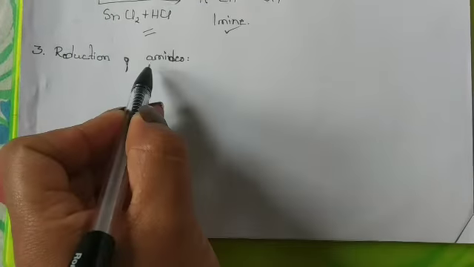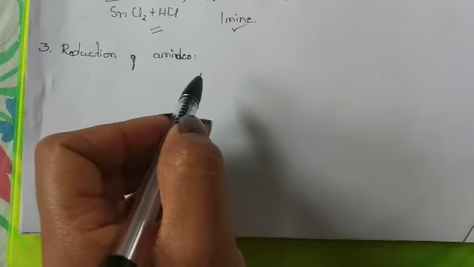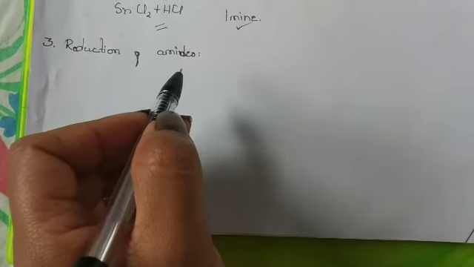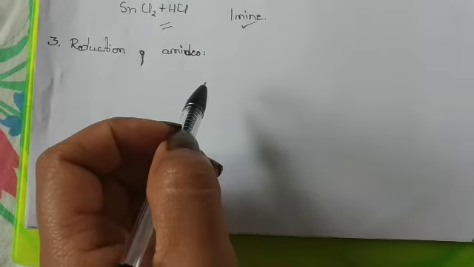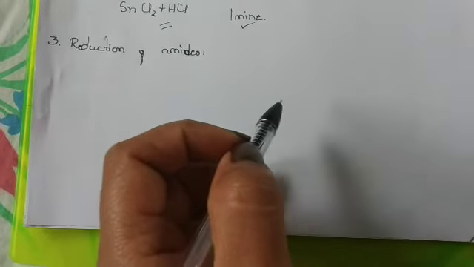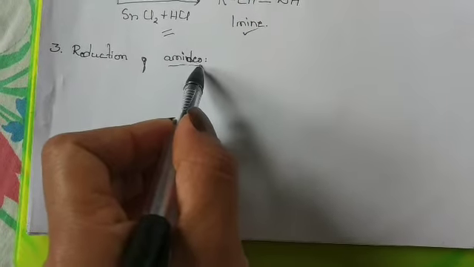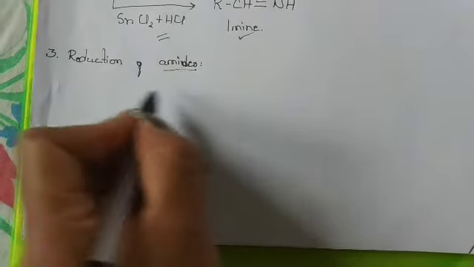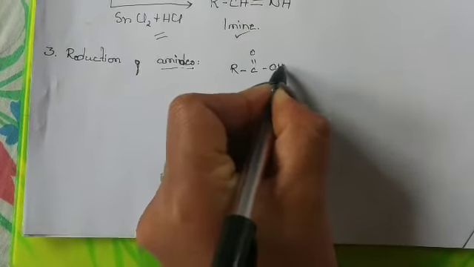Now firstly, what are amides? Amides are the derivatives of carboxylic acids. In the unit on carboxylic acids, we will study that carboxylic acids are reduced by lithium aluminum hydride. Therefore, their derivatives, that is the amides, can also be reduced by lithium aluminum hydride. Carboxylic acids are, this is a carboxylic acid.